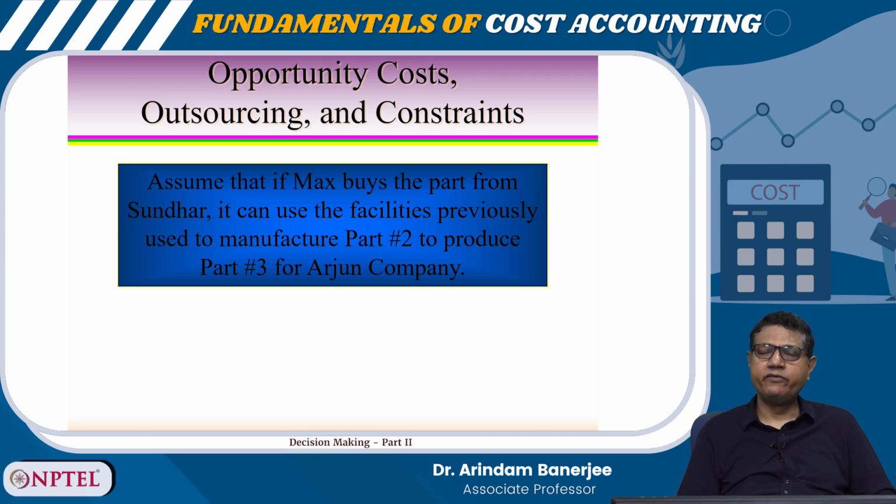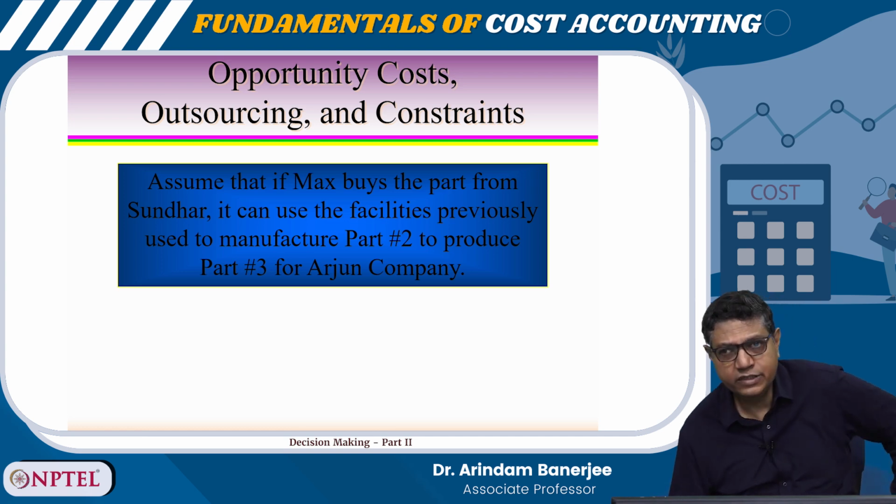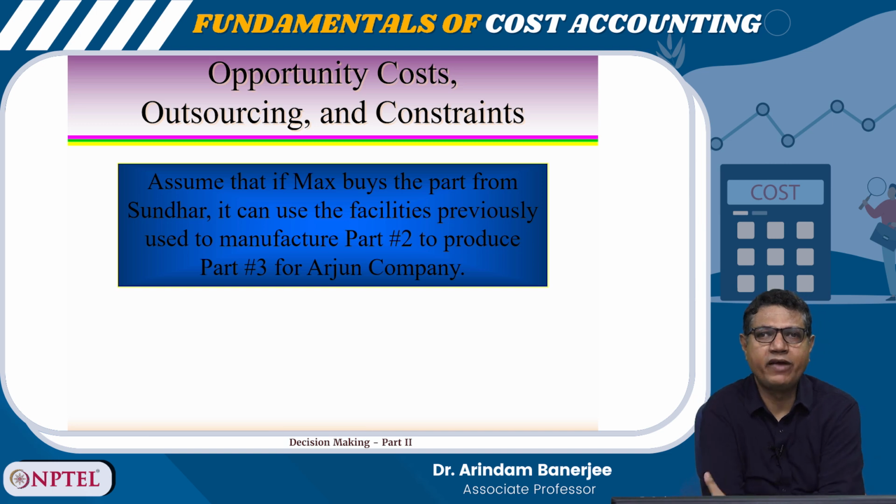Now here you see one example is there. Assume that if Max buys a part from Sundar, it can use the facilities previously used to manufacture part 2 to produce part 3 for Arjun company. Now you see, it has an option. So one option is it can buy the part from Sundar, right? And not produce part 2, but instead produce another part, which is part 3, for another company. Say the name of the company is Arjun company.